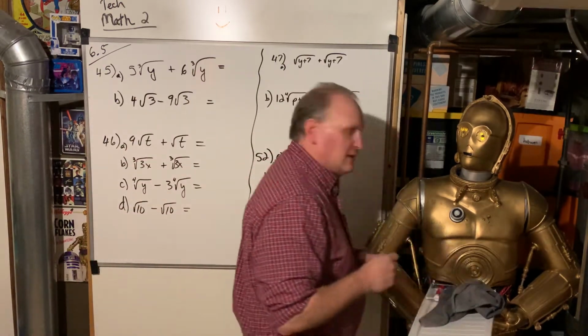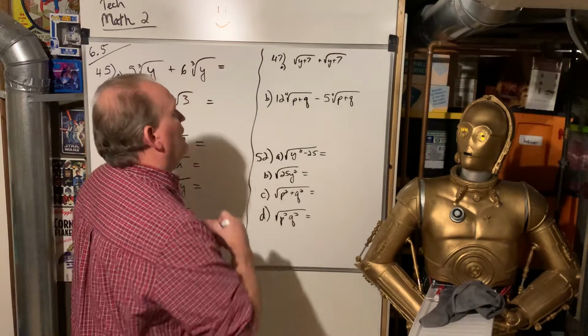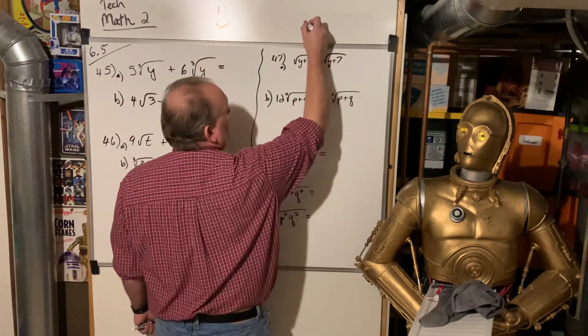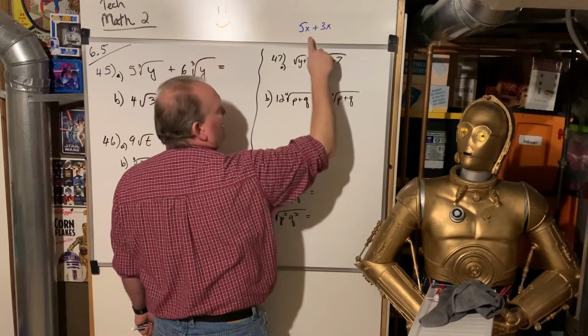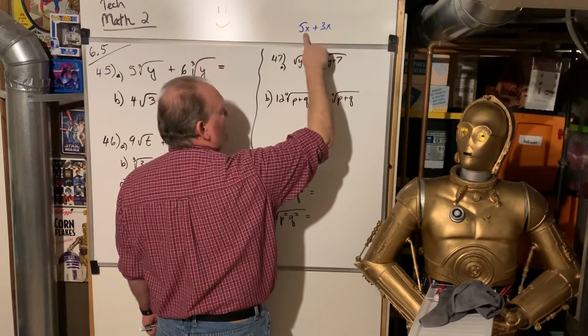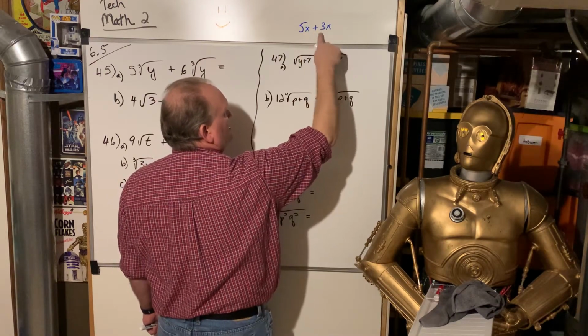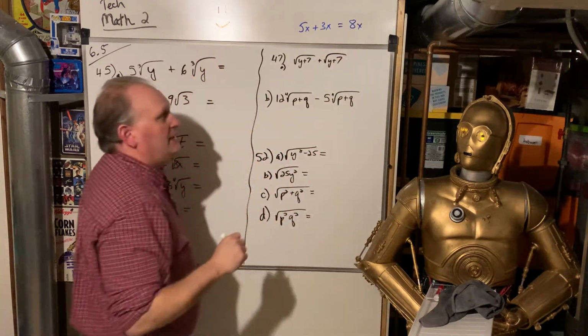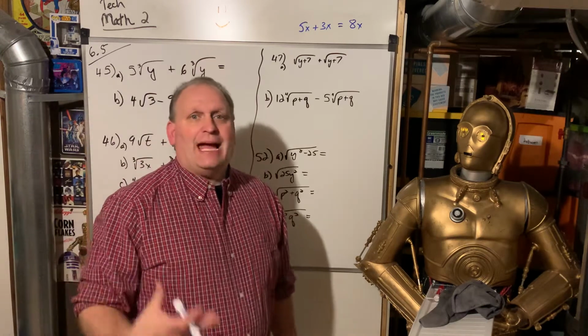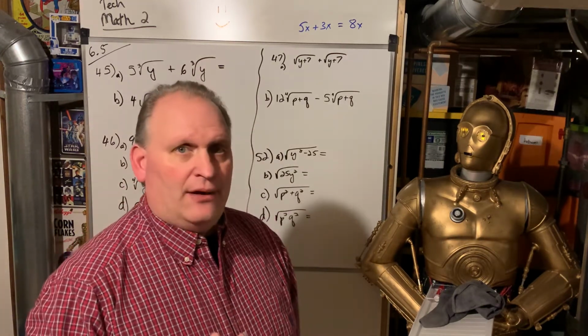Before we start this lesson, let's remember when we added up like terms in the past. If I had 5x plus 3x, I wouldn't change the x. I wouldn't change the power on the x. I would just say 5 plus 3 is 8, and then I would put the x down. All right? So that's exactly the same concept that we're doing now with this.